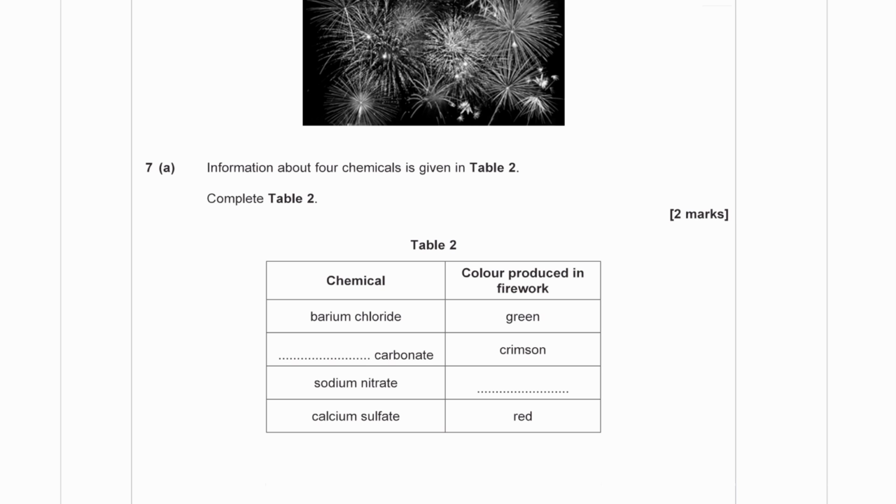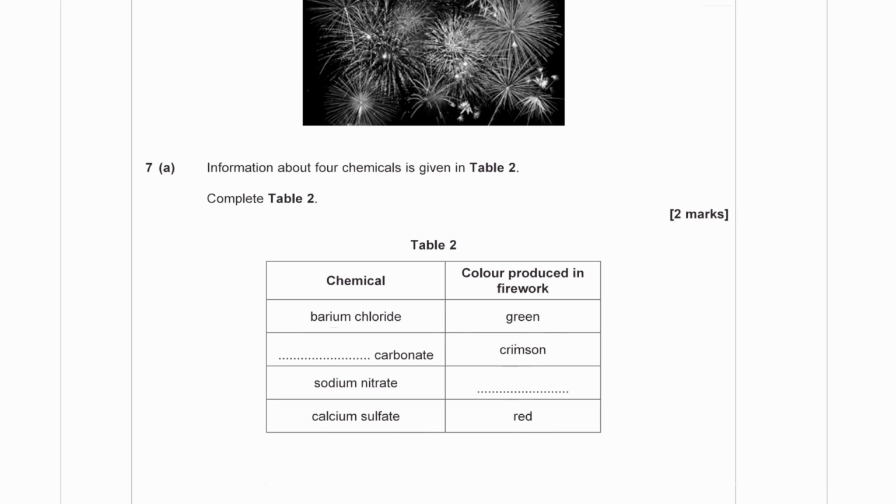We have had a look at the different tests for different ions, and the flame test is one of them. You'll notice that barium gave you green, and barium chloride here is giving you a green colour. Calcium gave you a red colour, and you'll notice that calcium sulfate here is giving you a red colour in the firework. Now this tells you that the flame test colours are what we're after.